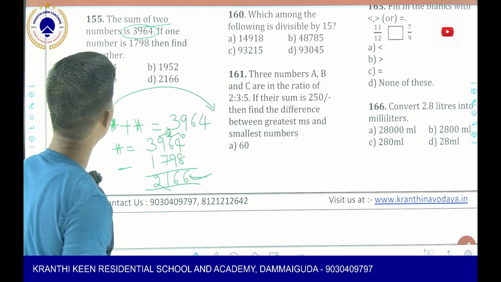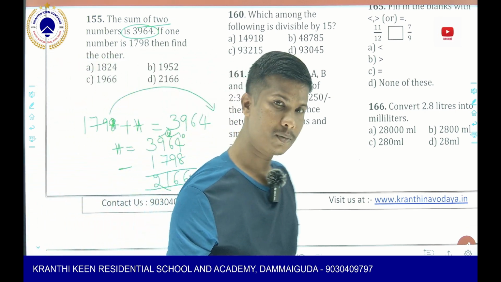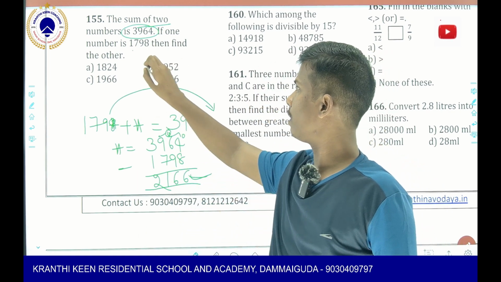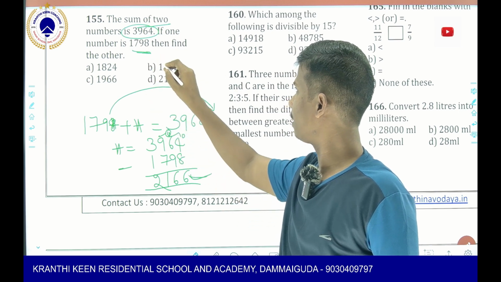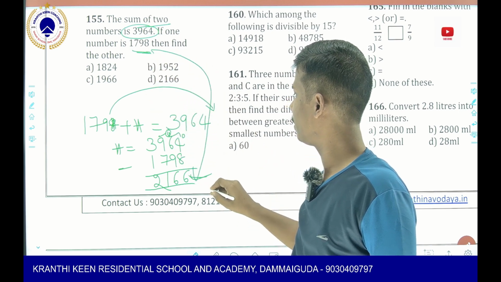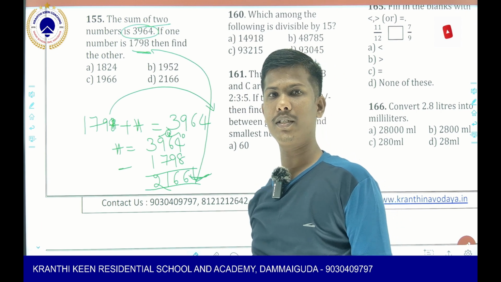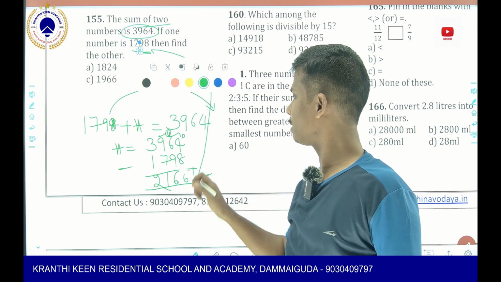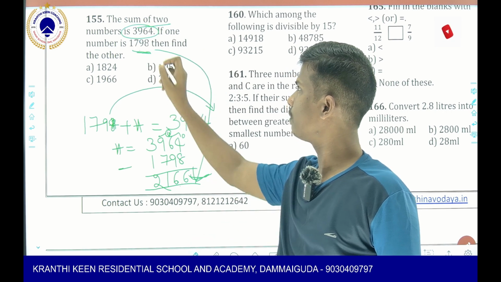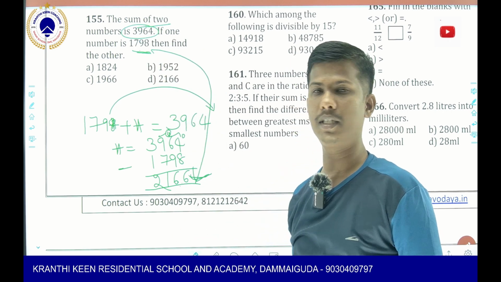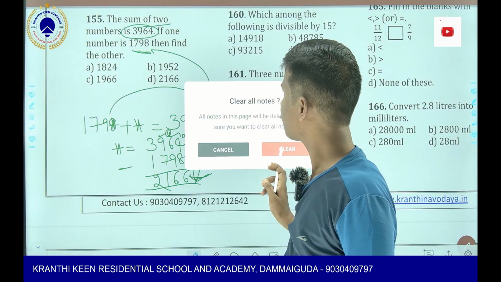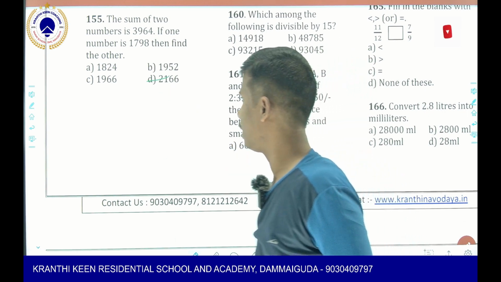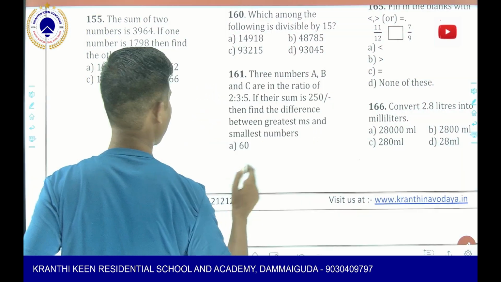That means if you add the two numbers, you will get the result 3964. And if one number is 1798, then the other number will be 2166. That means if you add these two numbers, 1798 plus 2166, you will get 3964. What is the answer? It is the D option for question number 155.